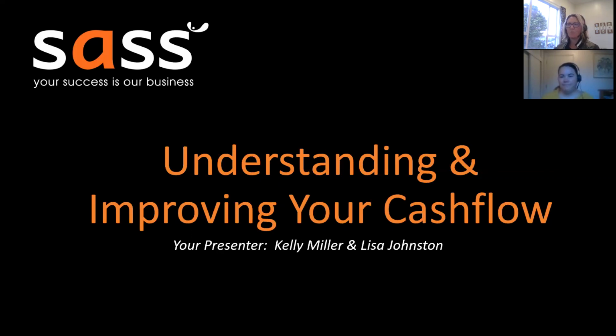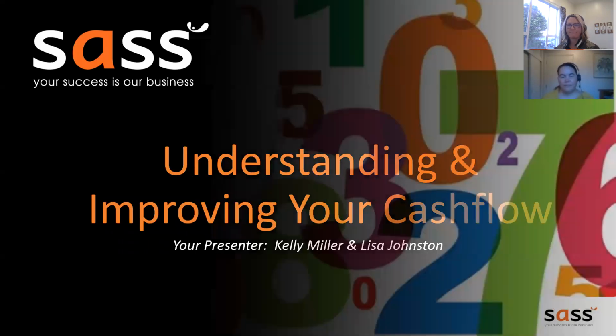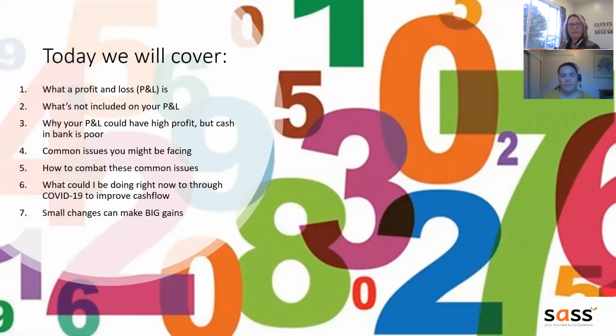Right, so what will we be covering today? We're going to start off with what is a profit and loss, and then what's not included in your profit and loss, because that's very important to understand. Why your profit and loss could have high profit, but cash in your bank is poor, and it's something common we hear a lot of. Also, number 4, common issues you might be facing, and then how you can combat those common issues. Number 6, what could I be doing right now through COVID-19 to improve cash flow, and then ending it with showing you small changes that you can make, can make big gains.